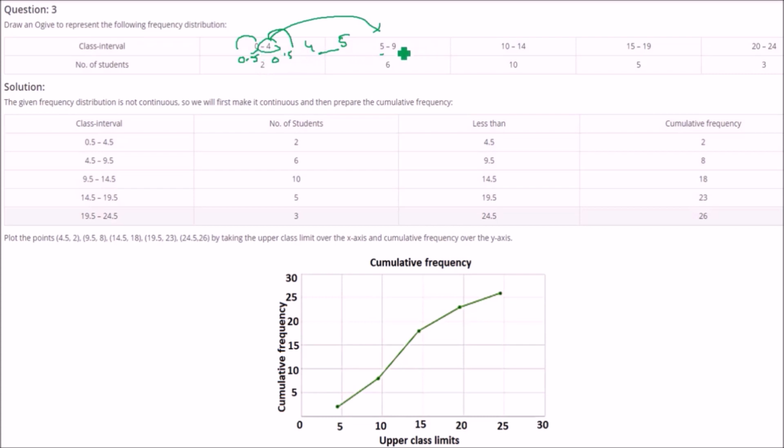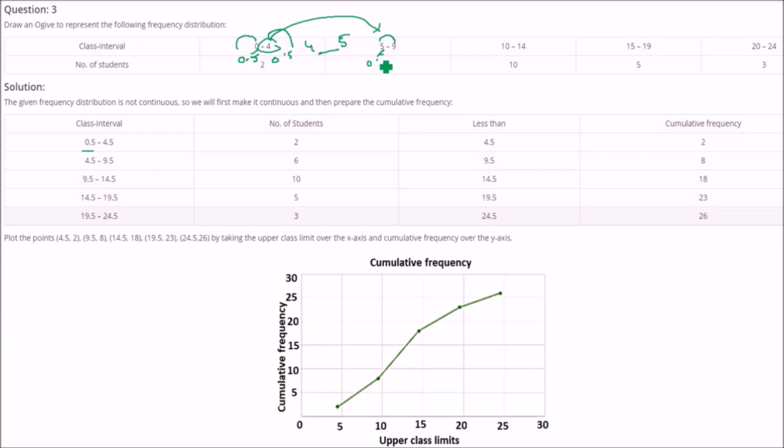For 9 and 5, the difference is 4, and if you subtract 0.5 from 0, you will get minus 0.5. So let it be minus 0.5. It doesn't matter, because ultimately we just have to draw the ogive.